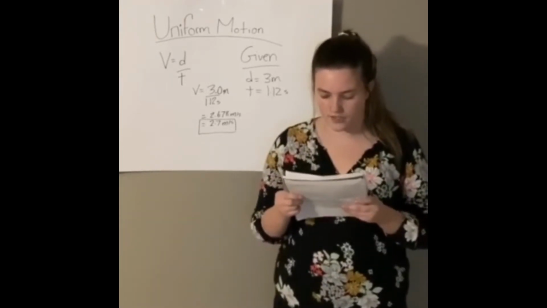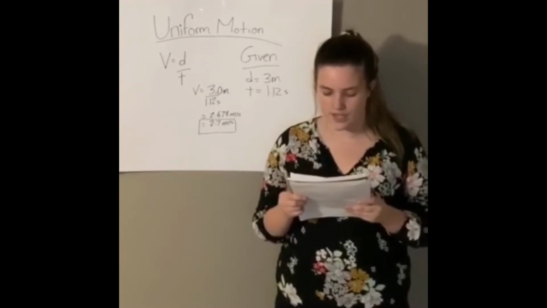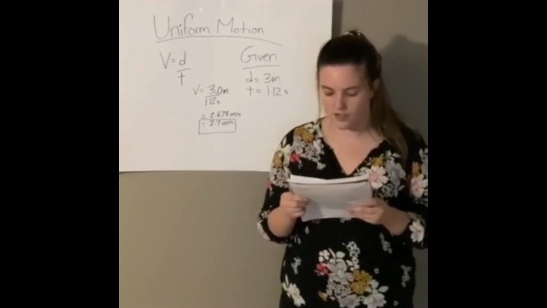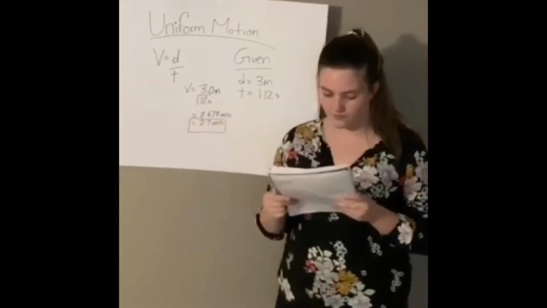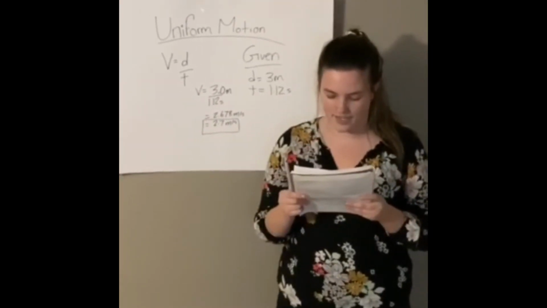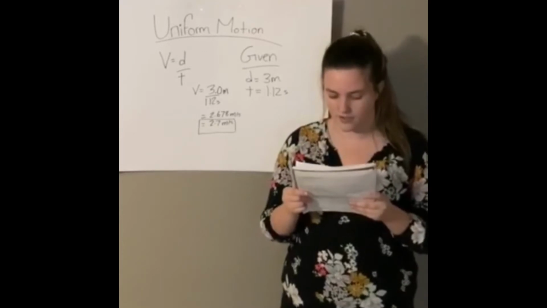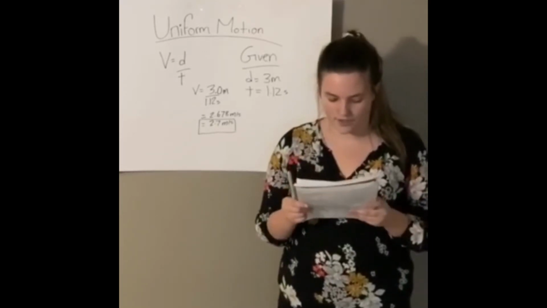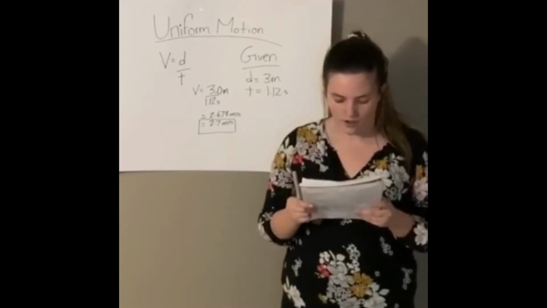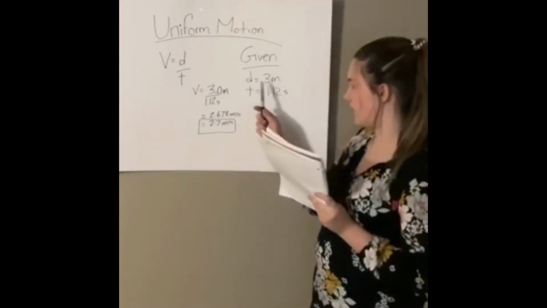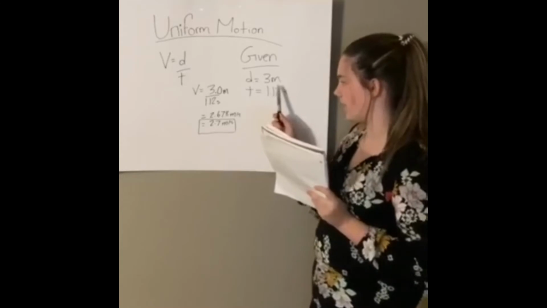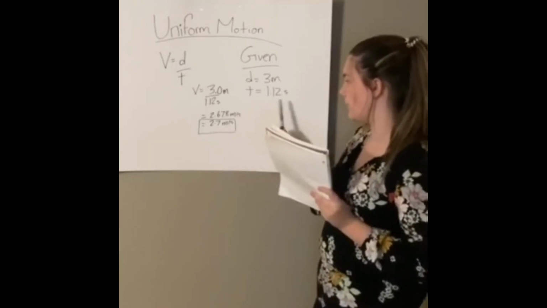Now, because the car is a demonstration of uniform motion, there's only one kinematic formula that corresponds to it. The formula is v equals d over t. And because we have the distance and the time it took for the car to cross the track, we can find the constant velocity of the car. All we have to follow is our kinematic formula. Our d would equal 3.0 meters and time equals 1.12 seconds.